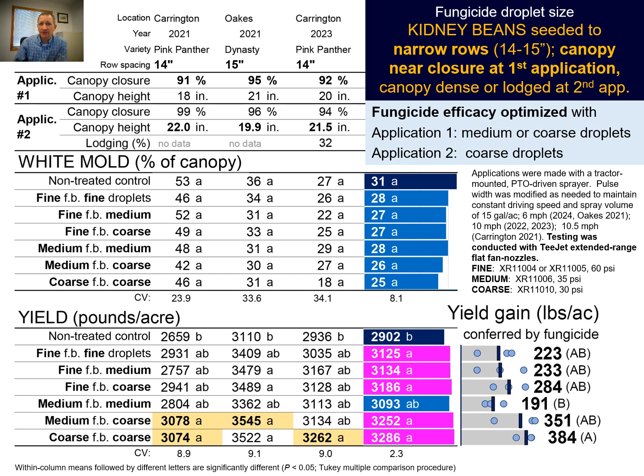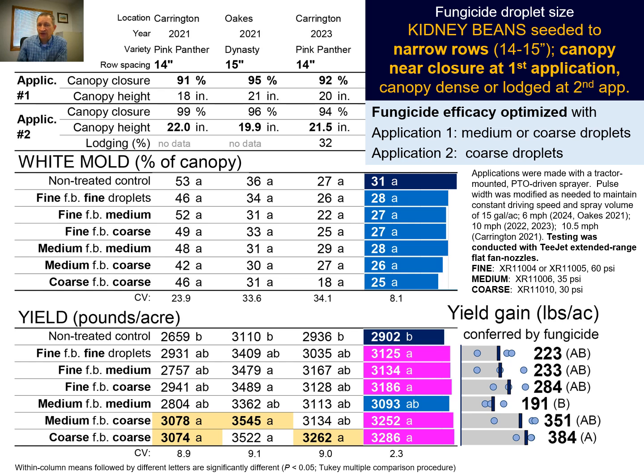So look at the canopy closure in application number 1, and what you can see is that we averaged 91 to 95% canopy closure in that first application, and in the second application we averaged 94 to 99% closure. So in both of these applications the canopy was at or near closure. When the canopy is at or near closure, it becomes more difficult for a fine droplet to penetrate.